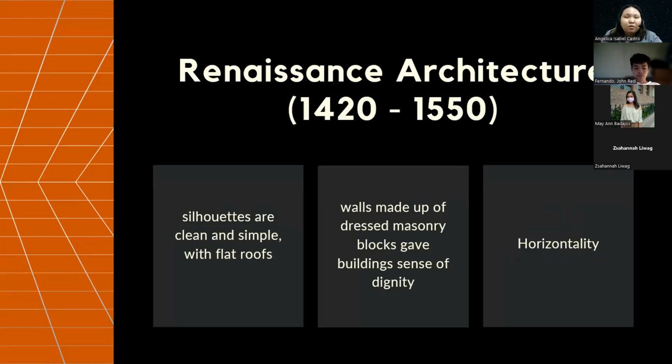Most of the time, flat roofs, yes, pero may mga parapet walls yan. Walls made up of dressed masonry blocks gave buildings their sense of dignity. So, hindi siya plain na semento na wall, na masonry work lang. Pero meron na silang finishes. Maybe painting, yes. Maybe stones, yes. Maybe cut stones, yes. Depends on the taste and the style of the architect.